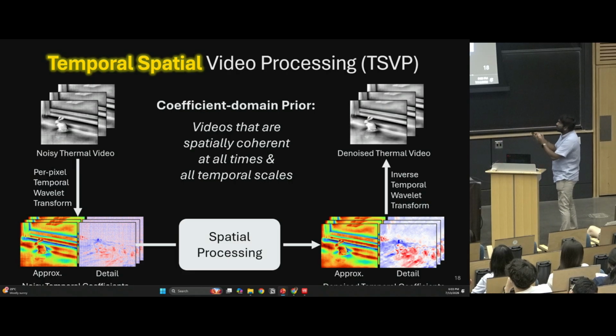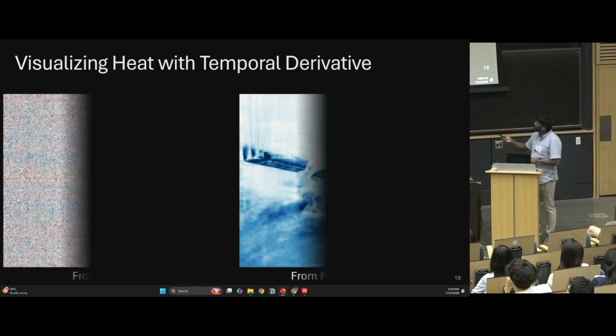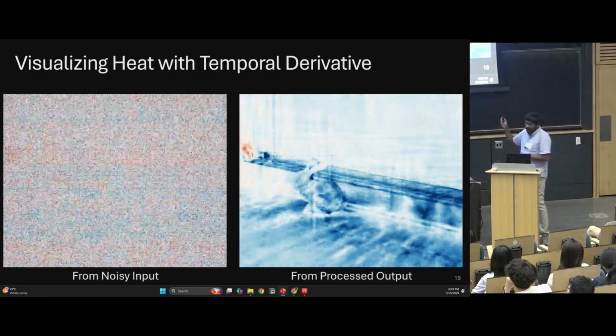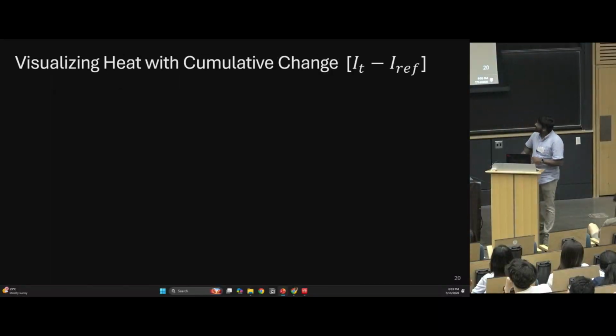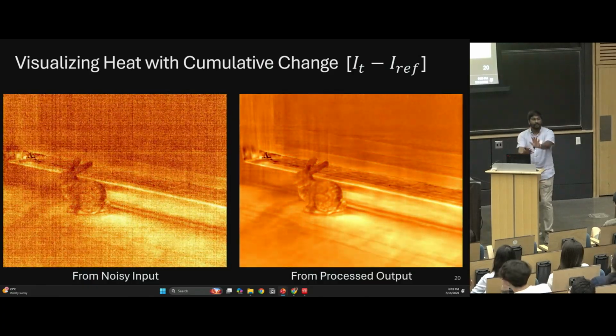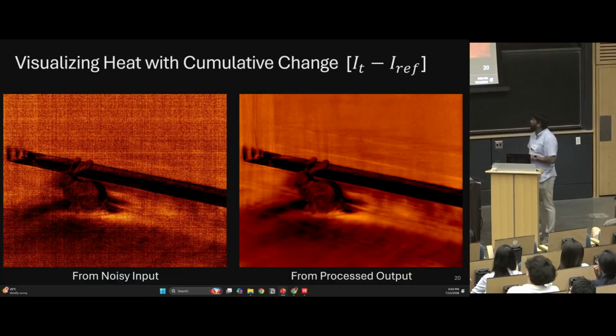Now that we have smoothed videos, we can use simple pixel operations to visualize different types of heat transport. We already saw how temporal derivatives are very good at allowing us to see convection phenomena like wind movement. But you can do another option, which is called cumulative change. What we do is subtract one of the reference frames from the entire video. This allows you to see the cumulative effect of some phenomena, like the total amount of cooling that has happened due to a wind passing by. So the scene gets cooler overall.